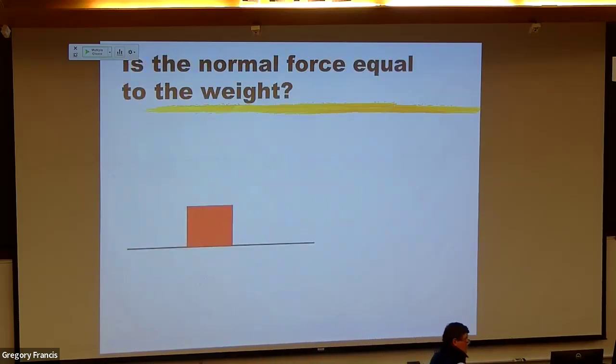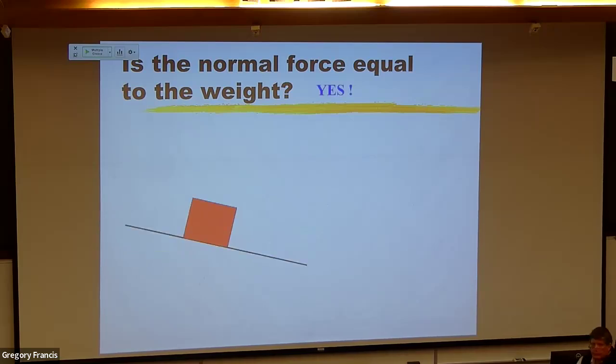Now, I've got that block sitting on that surface. Is the normal force equal to the weight? Yes or no? Shout it out. Yeah. But what about now? If I tip that surface, is the normal force equal to the weight? No. And I can show you that that's the case.